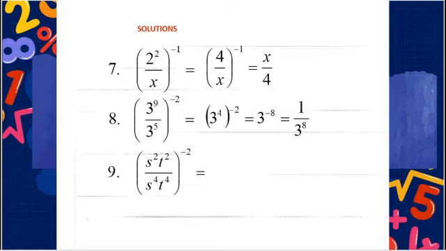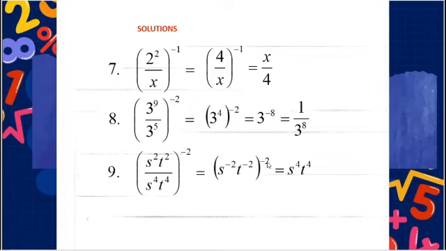S squared t squared over s to the 4th t to the 4th, quantity raised to negative 2. So, ito naman, ginamit muna yung quotient of a power. So, may minus natin, no? So, 2 minus 4 is negative 2. Diba? And then, 2 minus 4 din dito is negative 2. So, yung same bases lang. So, we have s raised to negative 2, t raised to negative 2, quantity. Huwag natin kalimutan, may negative 2 pa doon sa labas.